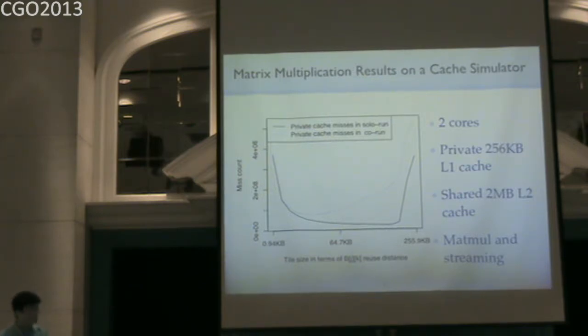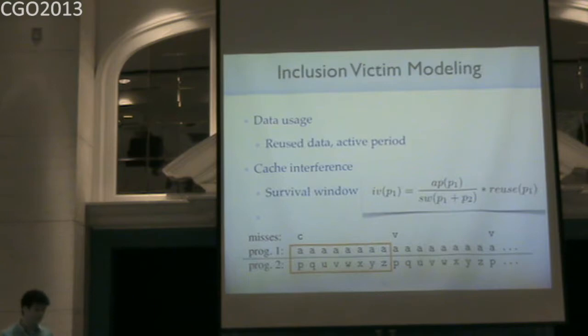But when we run a stream program with matrix multiply, what we see is that the best tile size is actually much smaller. It's somewhere around 30 kilobytes. And if we use the best tile size for the solo run, we will see 10 times as many cache misses. So that's clearly a serious problem. But can we factor these considerations in to change loop tiling to consider the peers? That really makes it defensive.